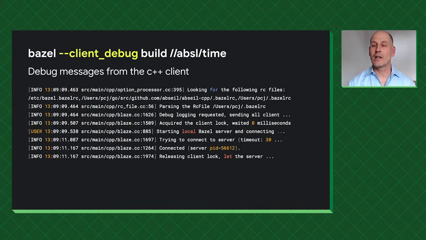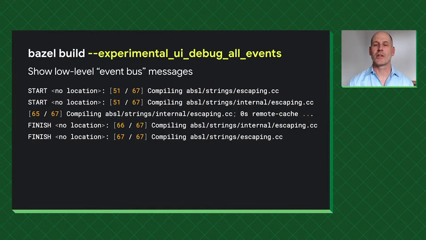There's also --client_debug. Client debug is a bit more esoteric, but it does tell you events that are occurring inside the front end, which is written in C++. And then finally, --experimental_ui_debug_all_events shows you messages coming across the event bus. And I find this interesting because it prints both when an action starts and ends, which is information that's kind of hard to get otherwise.